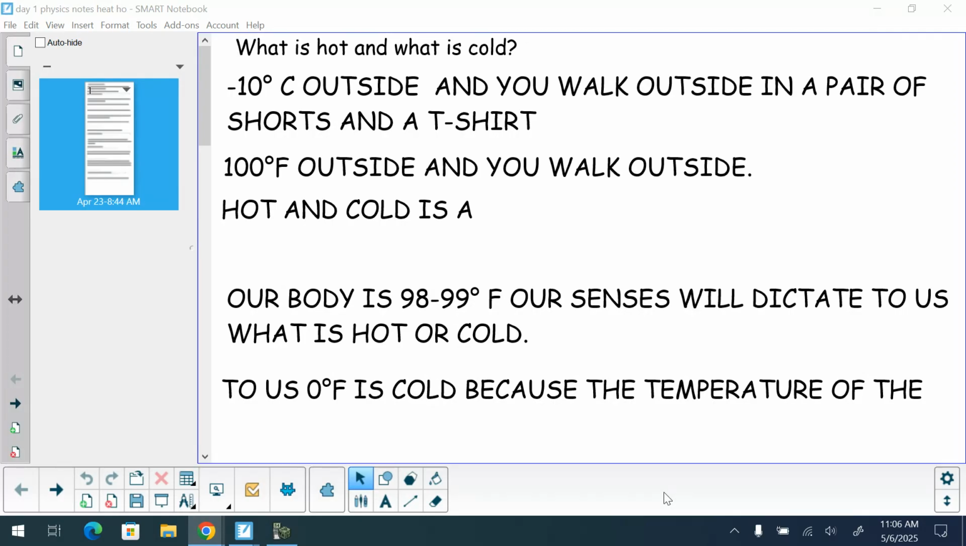Your body is 98 to 99 degrees Fahrenheit. Your senses will dictate whether you're hot or cold. If you take your body temperature, and you're not sick, you're somewhere in the 98 to 99 degrees Fahrenheit range.